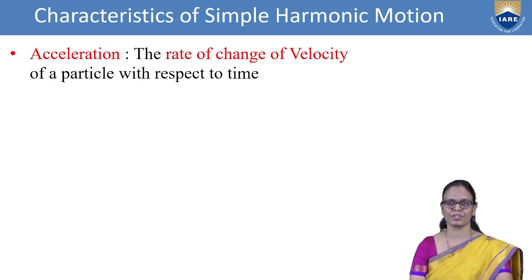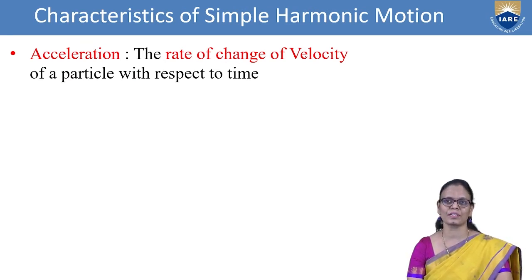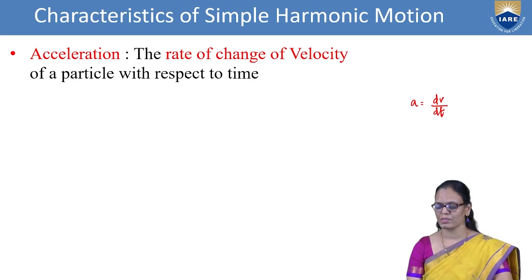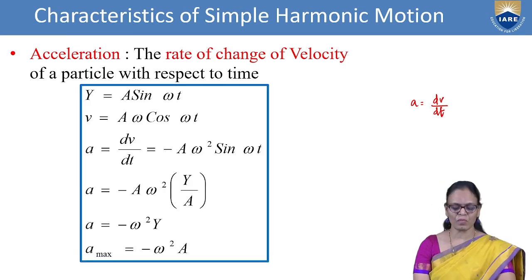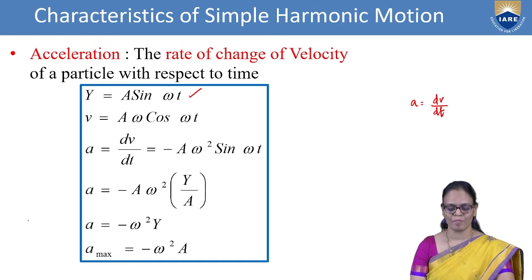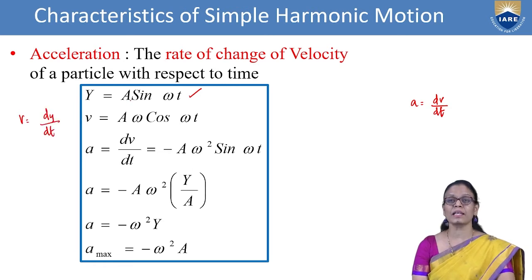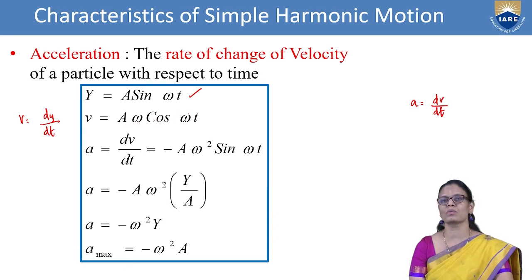Now coming to acceleration. What is acceleration? It is the rate of change of velocity of a particle with respect to time. So a is equal to dv by dt. So what is v here? We know y is equal to a sine omega t. So v is equal to dy by dt. So y is a sine omega t. Take the derivative of sine omega t. It is cos omega t into omega. So v is given by a omega cos omega t.